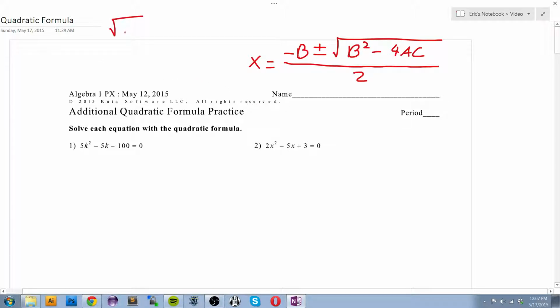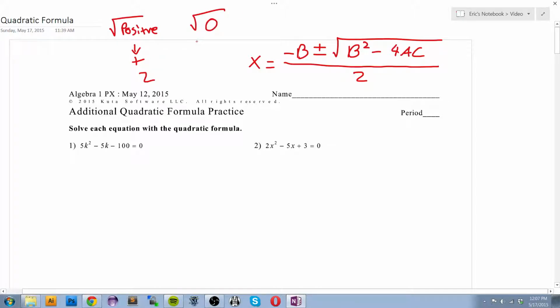If after we evaluate what's underneath the square root, we have a positive number under there, well, the square root of that will still give us a positive number, and if you add or subtract a positive number, you're going to get two solutions, because adding one and subtracting one are doing different things.